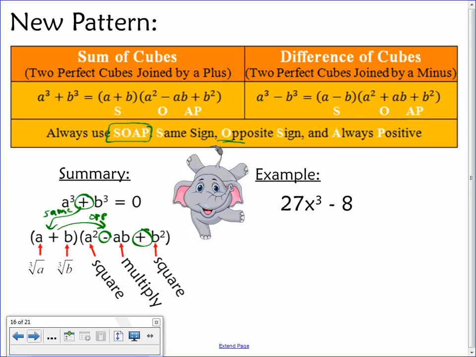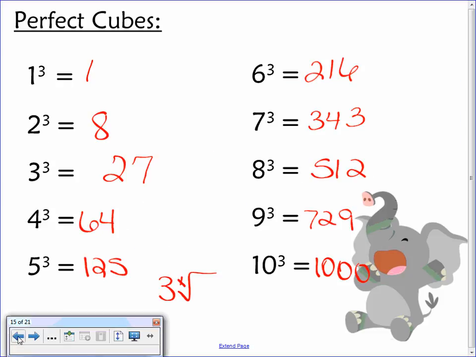Okay? So again, I have to recognize two terms, and there's a cube. So I'm like, okay, is it my cube pattern? Is 27 a perfect cube? Is 8 a perfect cube? Yeah, look at your list. 27, 8. They're perfect cubes.